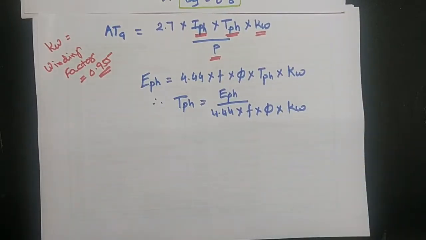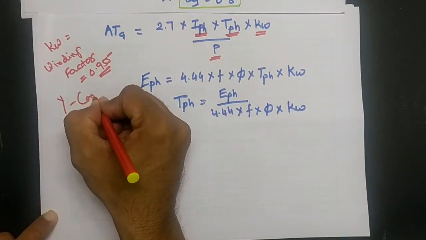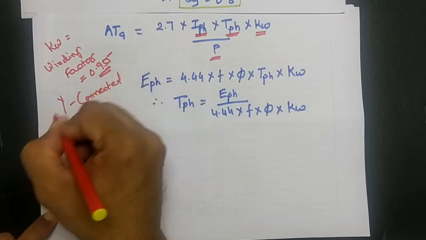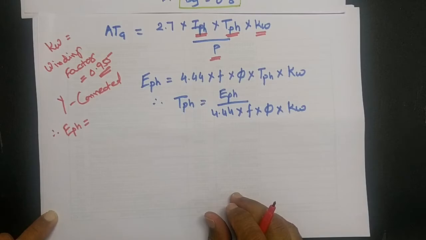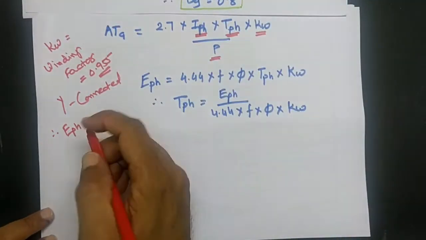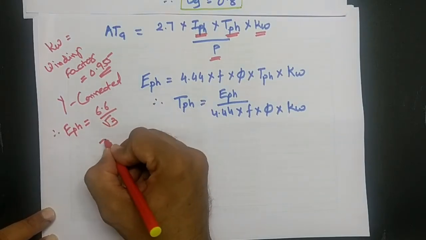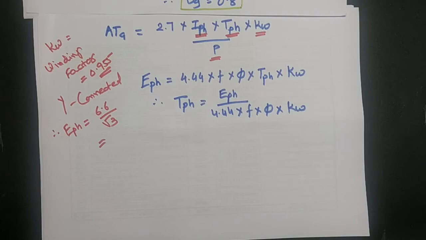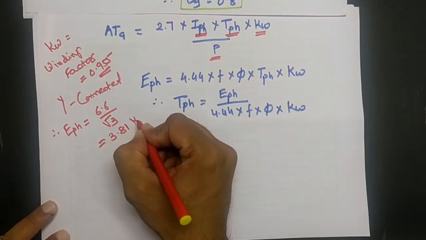Now it is star connected because it is given that the stator is star connected, and therefore E phase, that is the voltage, is given as 6.6 kV. So 6.6 kV divided by root 3, that is 3.81. So it is 3.81 kV.